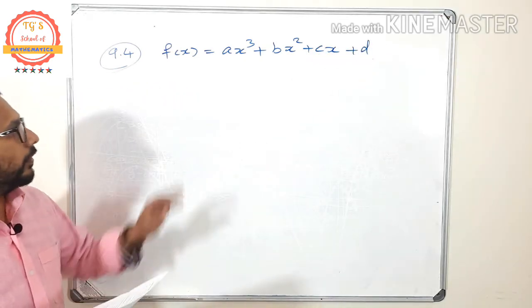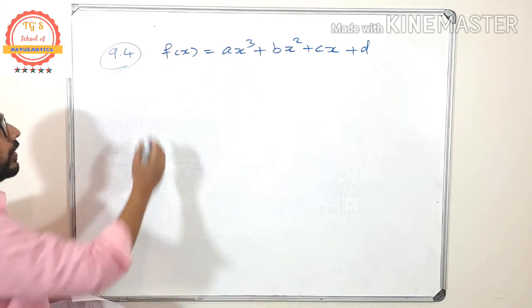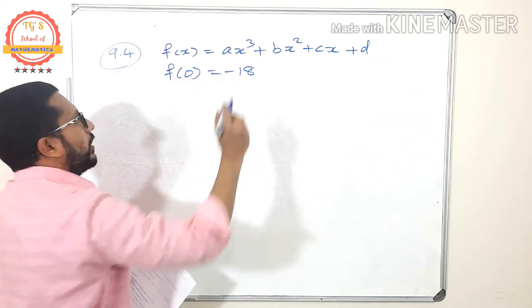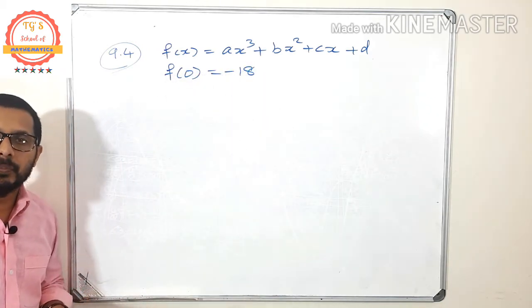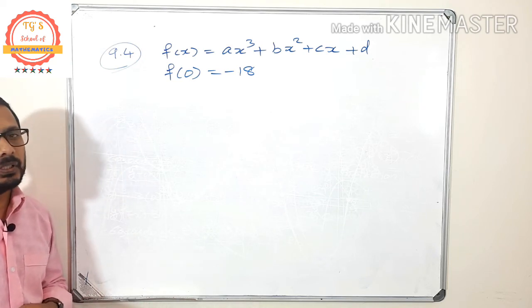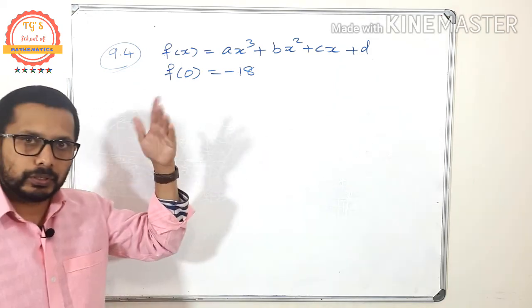If it is further given that f of x is equal to this one and f of 0 is equal to minus 18, determine the equation of f. You have to find the equation of f. So this is a continuation of the previous question.